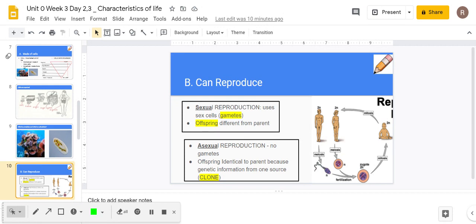Okay, sexual reproduction is where we make an entirely new organism using two sex cells, a sperm and an egg. You need a male and a female to do that.